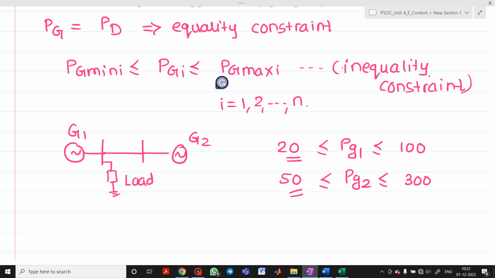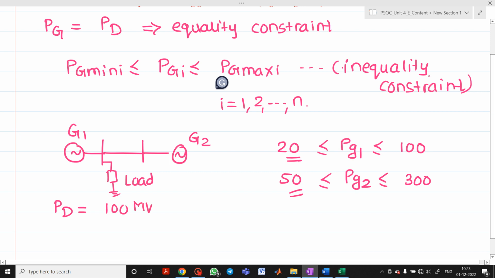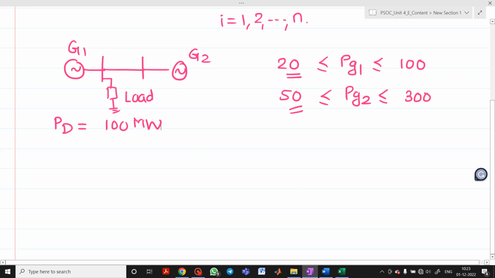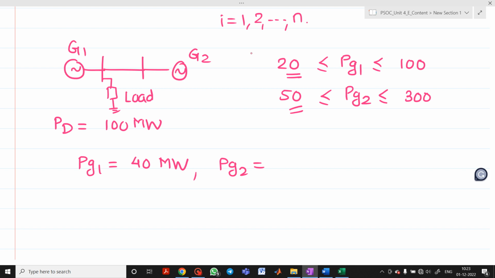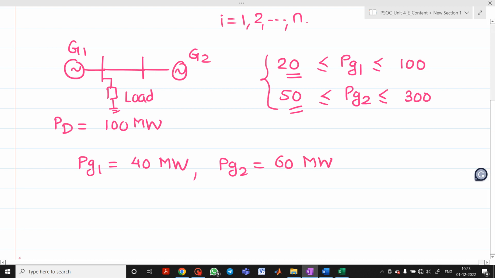Suppose I have a demand of 100 megawatt. Let me write it here as 100 megawatt. Suppose by calculation I got the answer PG1 equal to 40 megawatt and PG2 equal to 60 megawatt. Then I can say that these two conditions are not violated, because generator 1 can produce 40 megawatt as it is between 20 to 100. And for generator 2, it is between 50 to 300, so it is possible. This is one case.